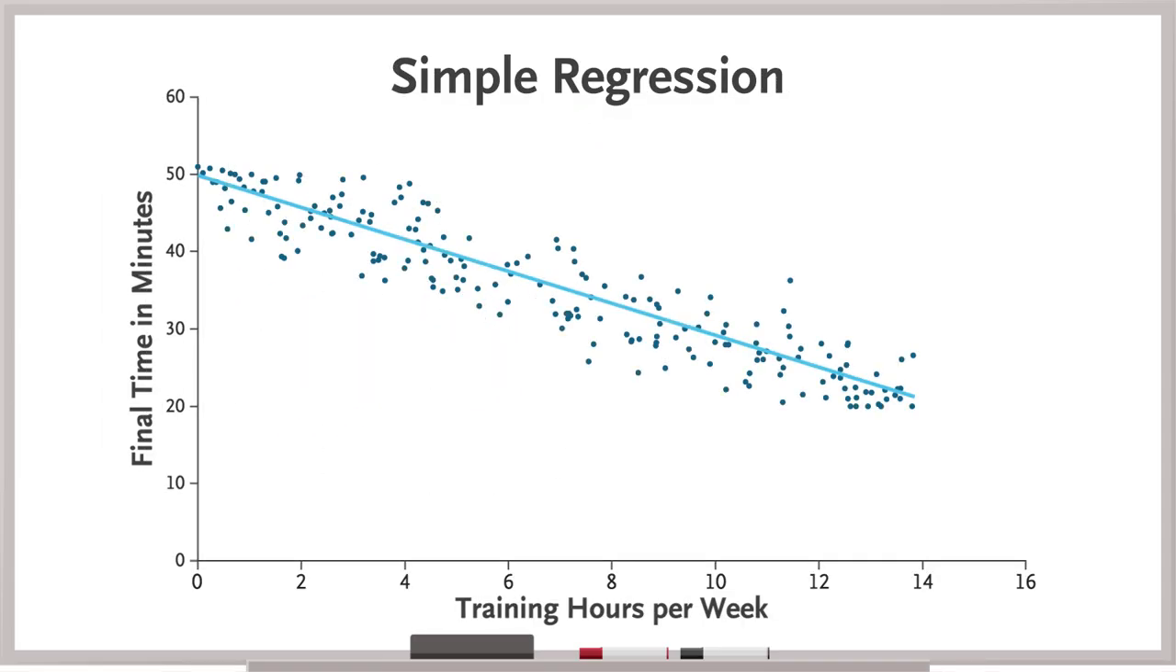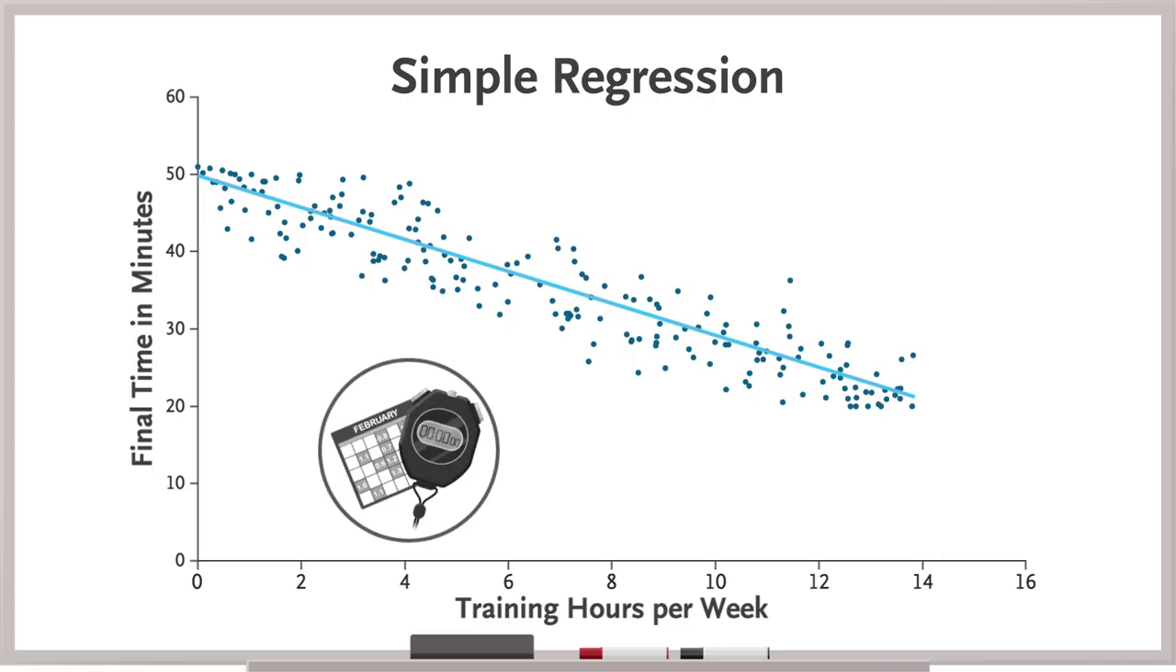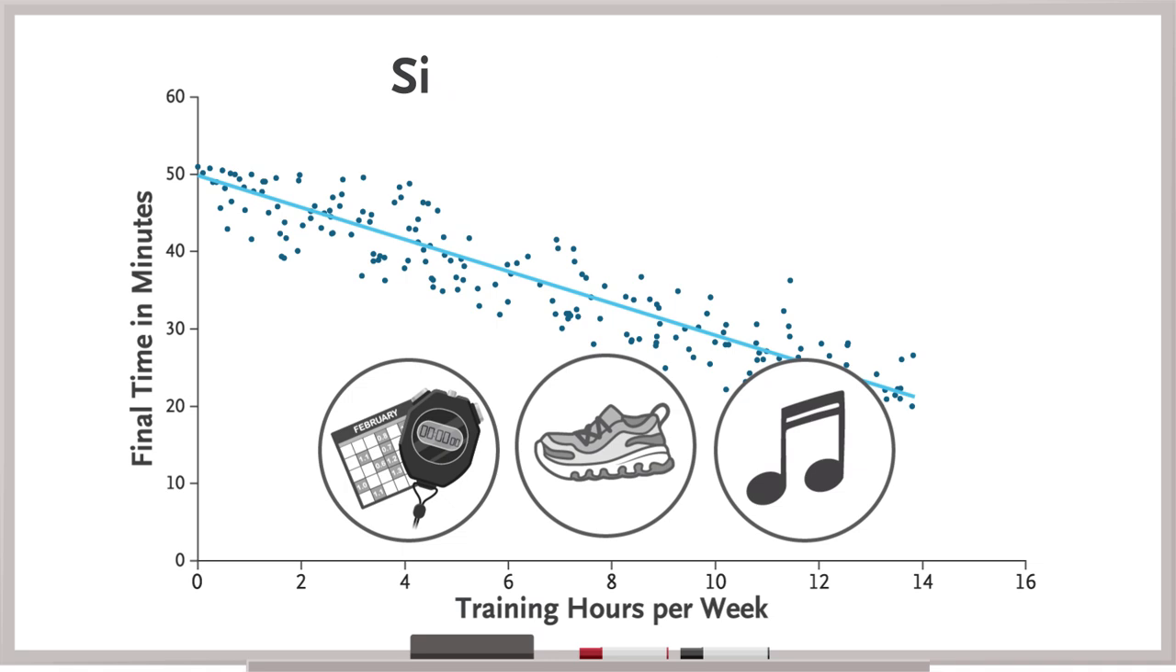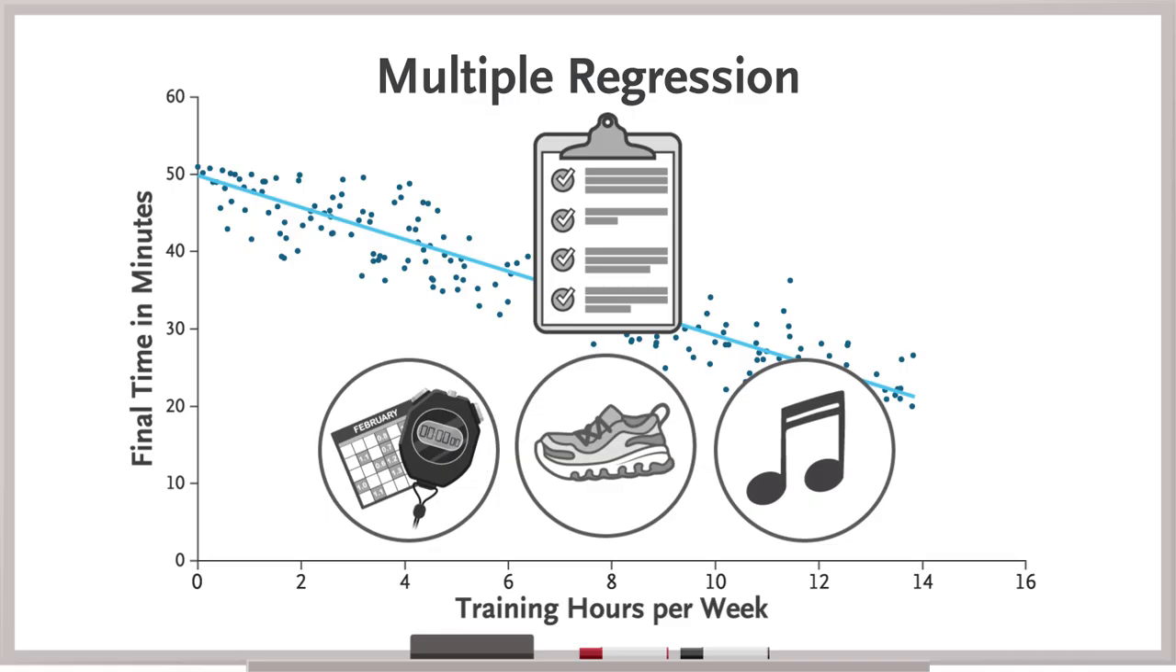But many other things other than hours spent training could affect your race time. Do the right shoes make you run faster? The right pump-up music? To examine multiple predictor variables, you need multiple regression. You still need to check your assumptions, which is just a little more complicated.